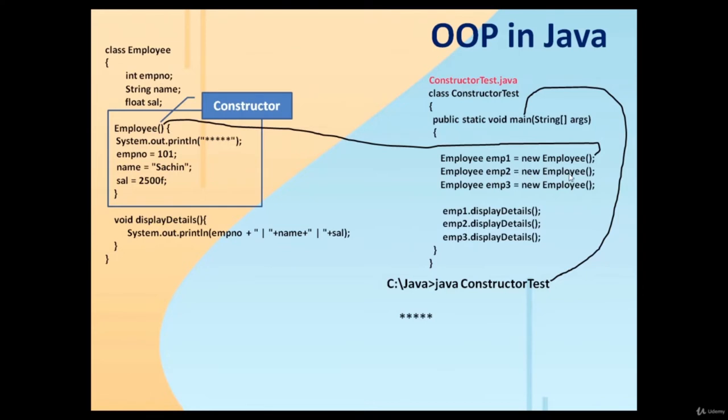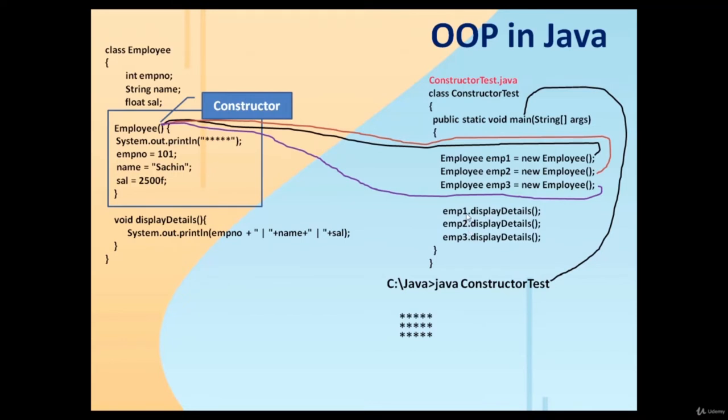So what will happen? New Employee, it will call the constructor. It will display this, and emp2's empno, name and salary become the same. So we'll see the output is star. Then the third object also, the constructor is called. From this we can understand a constructor will get executed automatically whenever an object of a class is being created, and it is used to initialize the member data. Three objects are created, automatically it is calling the constructor. We got this.